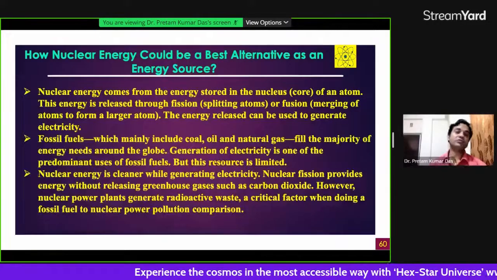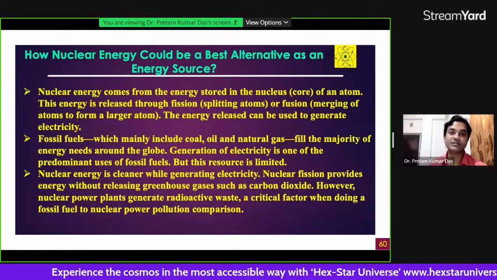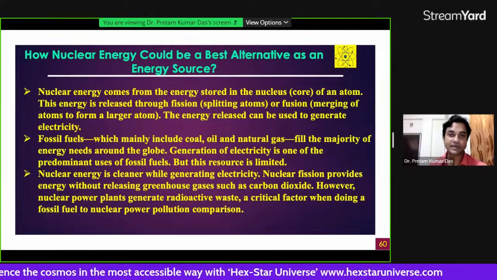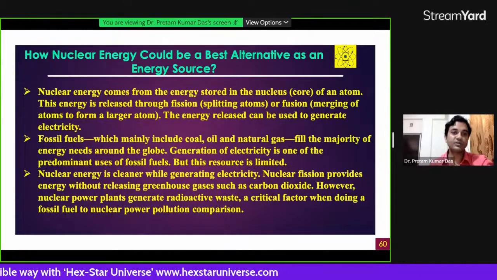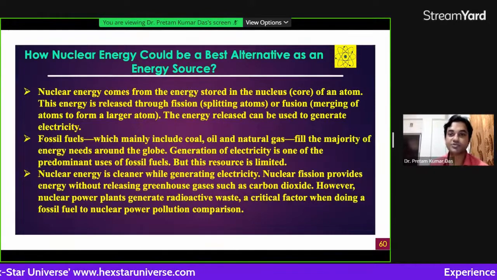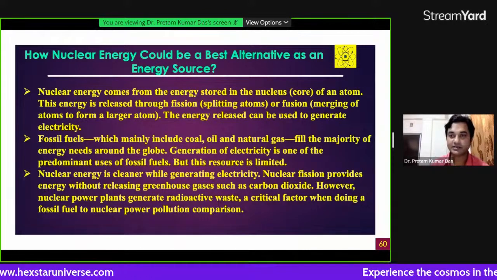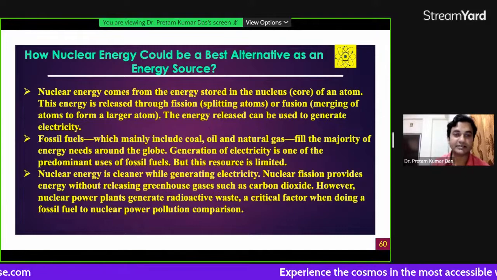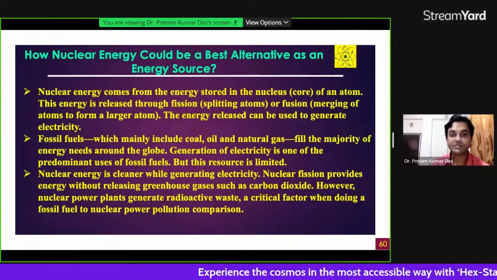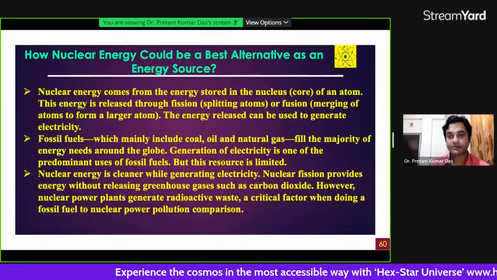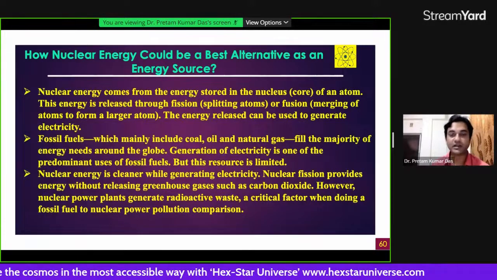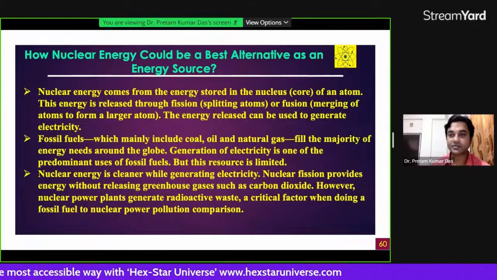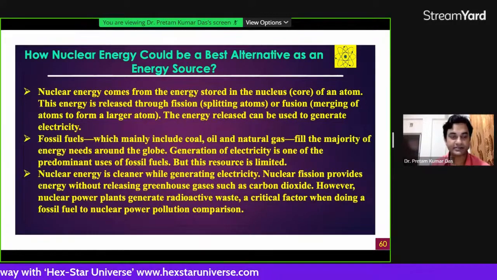So the question may arise: how could nuclear energy be the best alternative as an energy source? Nuclear energy comes from the energy stored in the nucleus, the core of an atom. This energy is released through fission, splitting atoms, or fusion, merging atoms to form a larger atom. The energy released can be used to generate electricity.